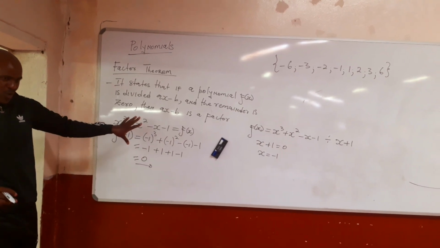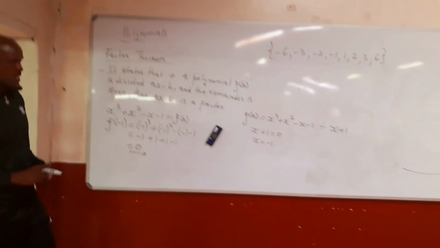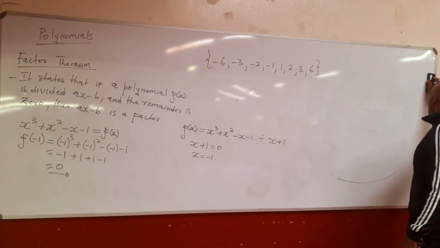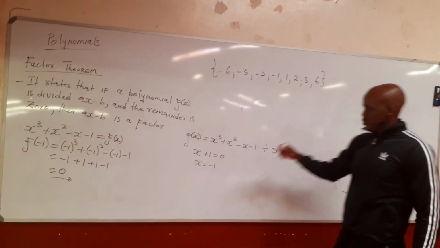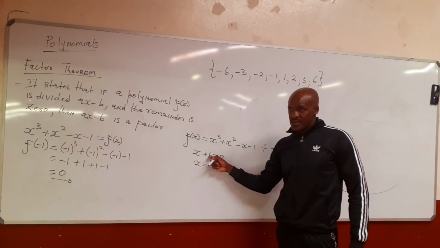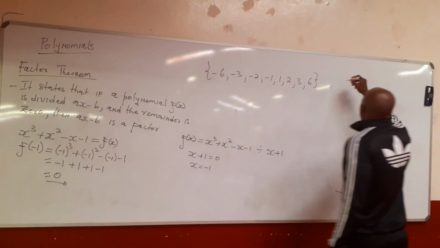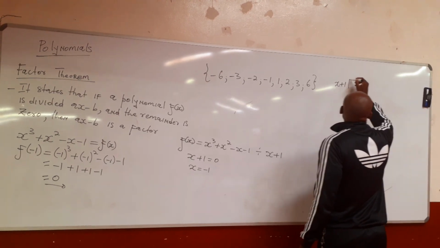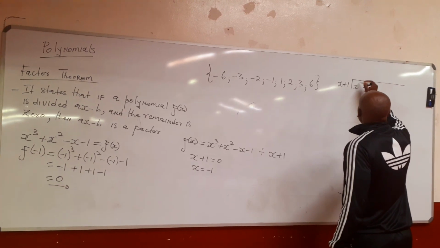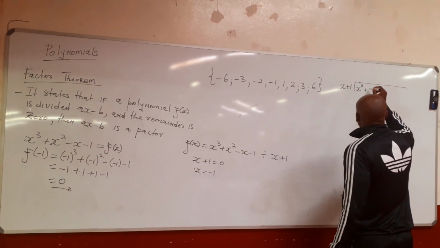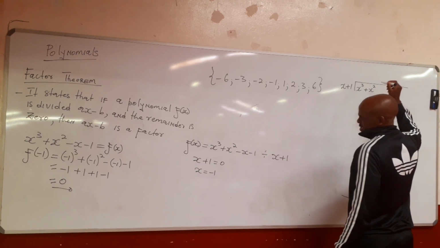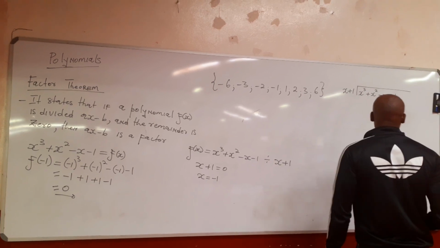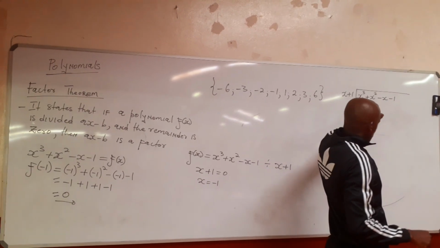Let's try to use the long division to check if the remainder will be 0 again. We are going to use the same factor, which is x plus 1. X plus 1 is a factor. Then our polynomial is x cubed plus x squared minus x minus 1. Right, divisor, polynomial.